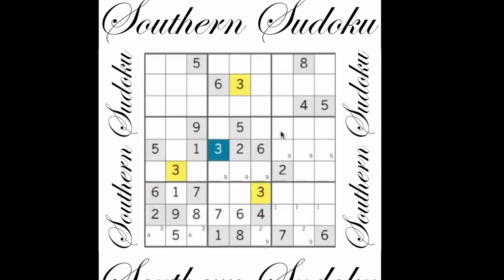Three there and there, which means 3 has to be in that row. We've got a 5 here and a 5 there, which means a 5 has to be one of these 2, but we have a 5 there, which makes the 5 have to be here. So if we have a 5 here and a 5 here, 5 has to be in one of these.